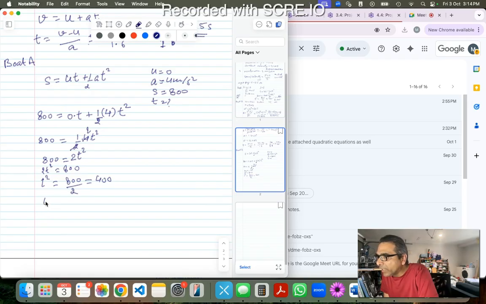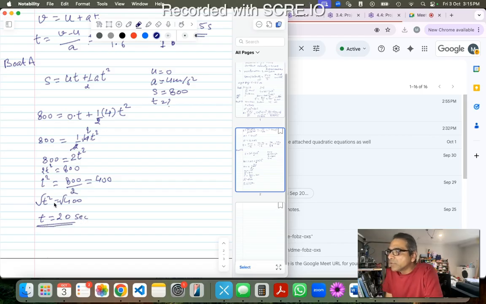So now we have t square equals 400. Taking the square root of both sides, t equals the square root of 400, which is 20. So that's the answer. So who wins the race? Boat A wins the race because it takes less time than boat B.